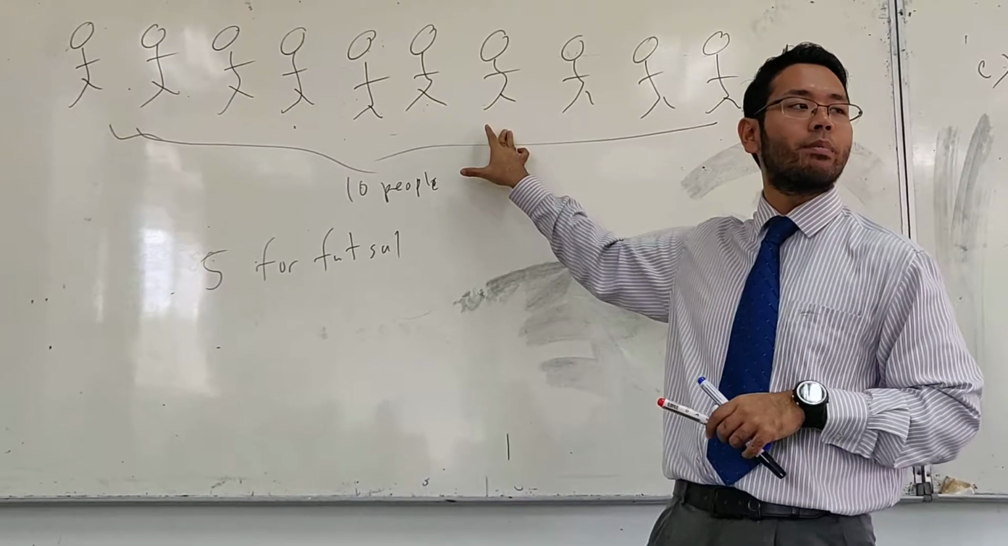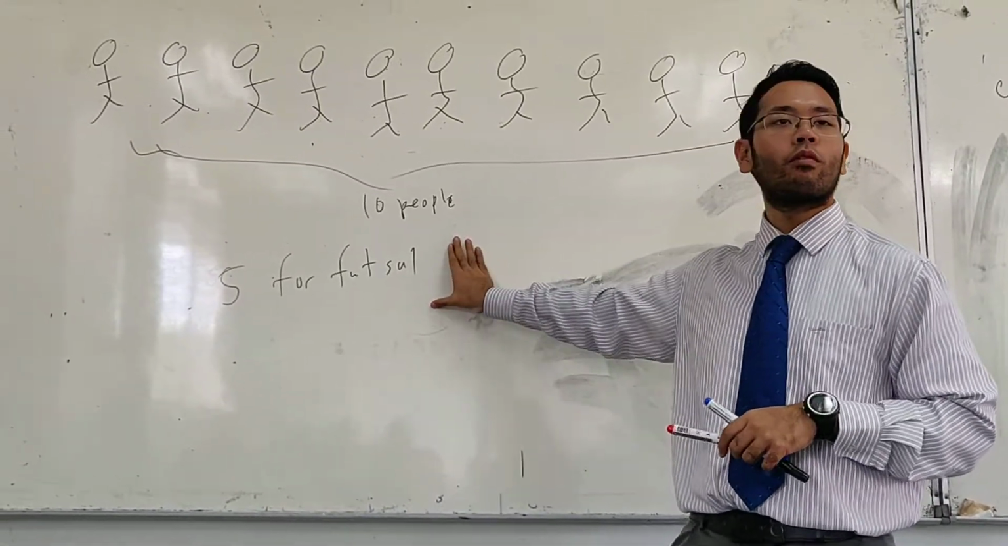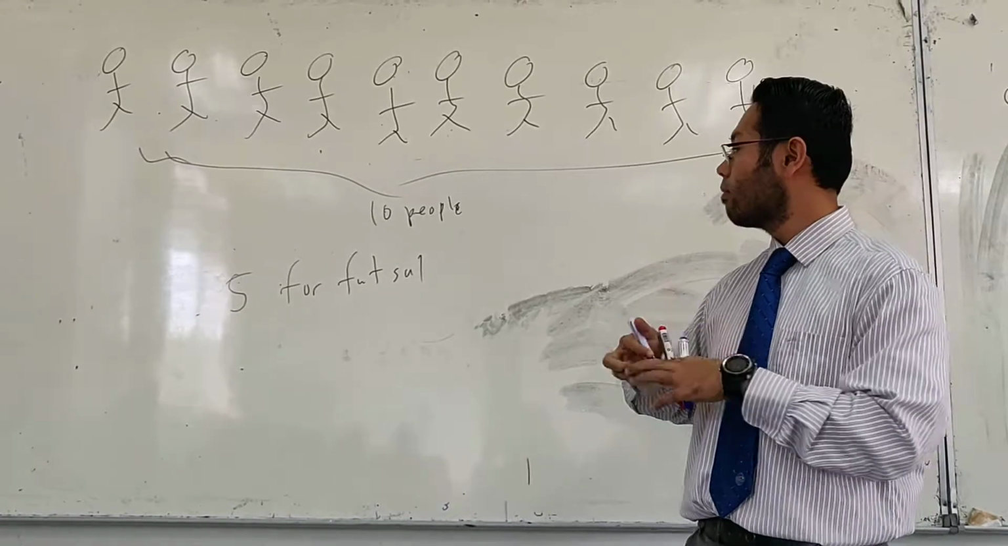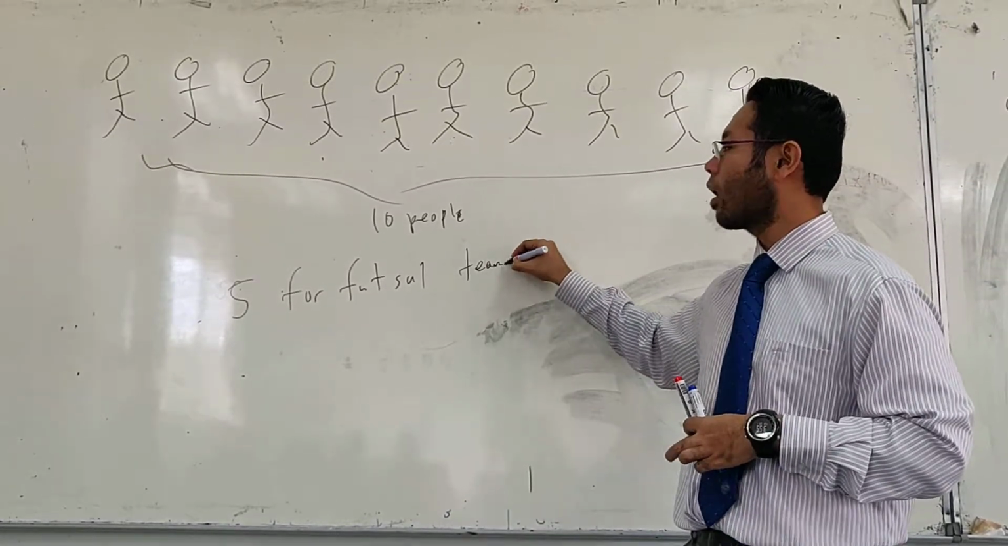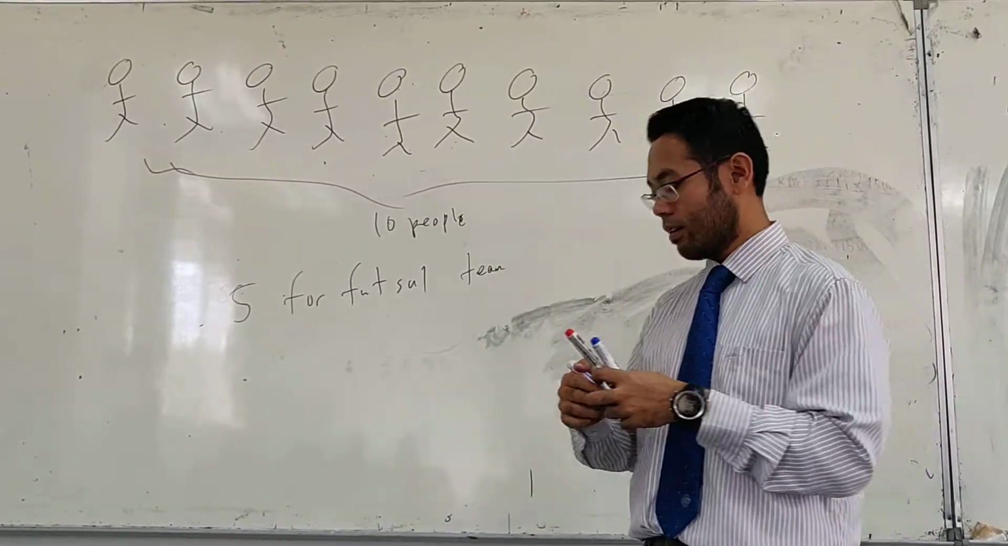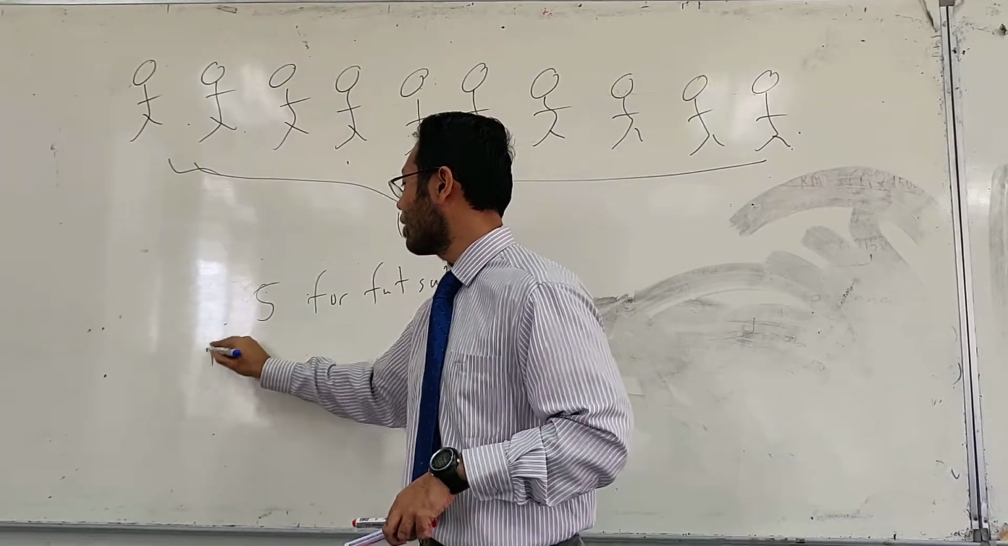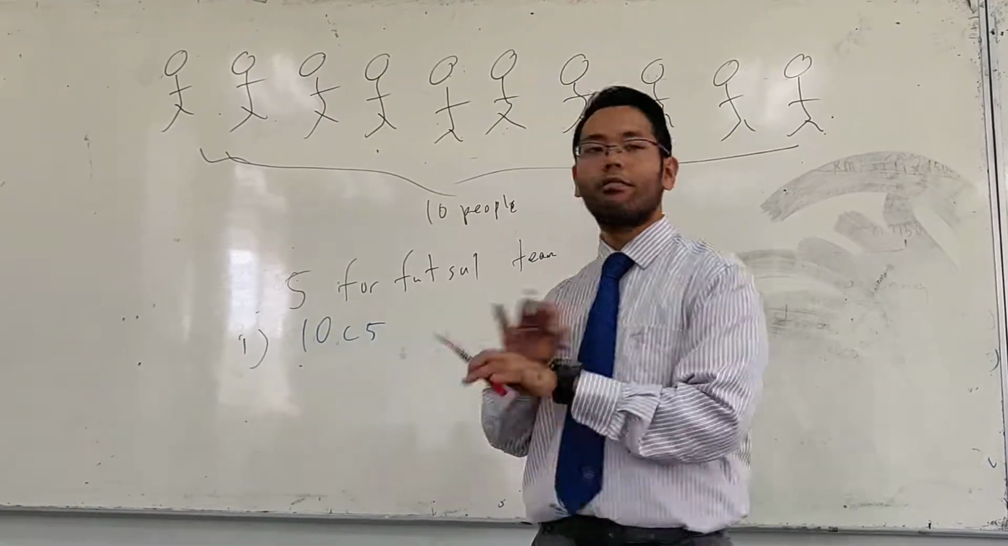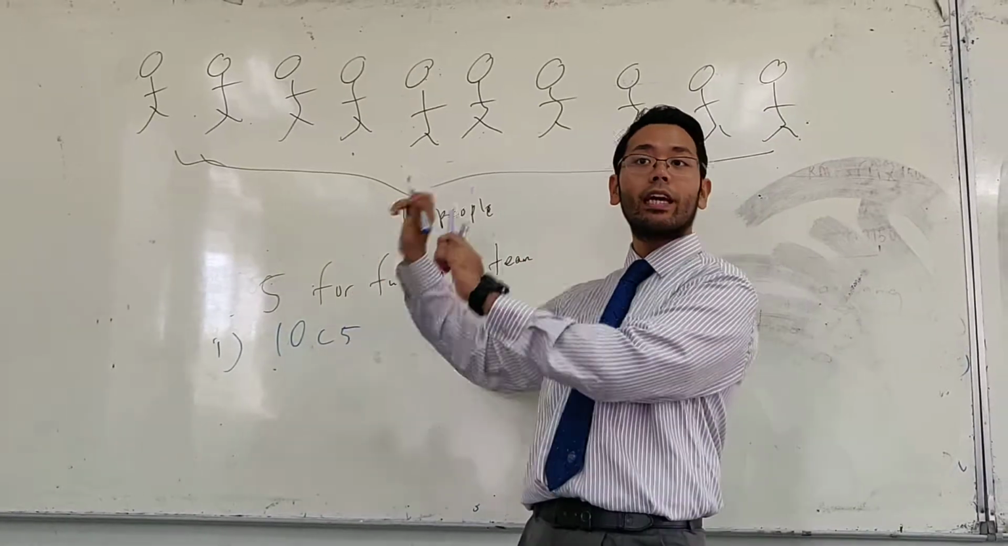Question. Let's say you have 10 people and you want to select 5 people for a futsal team. So how do you do it normally? Normally it's a very easy one. 10C5. Done. This is a normal case.